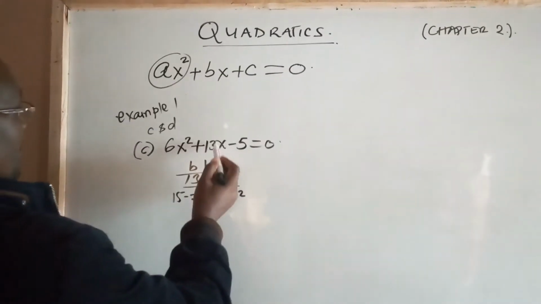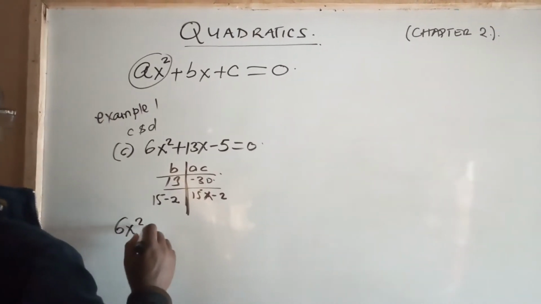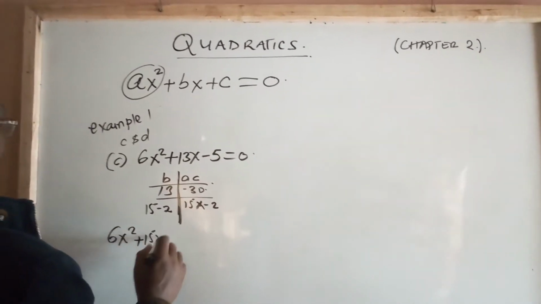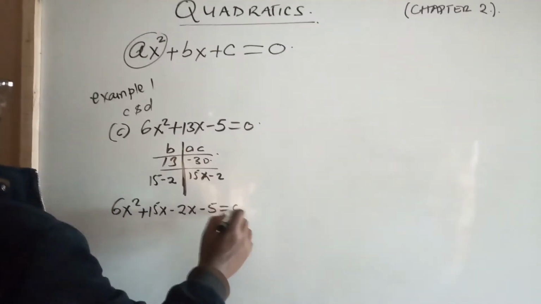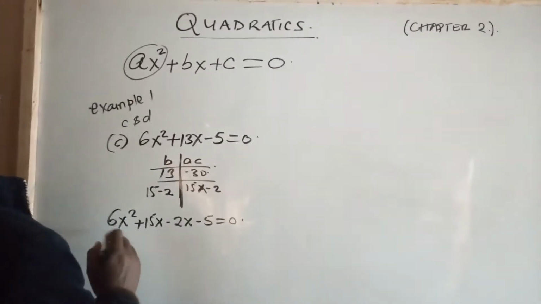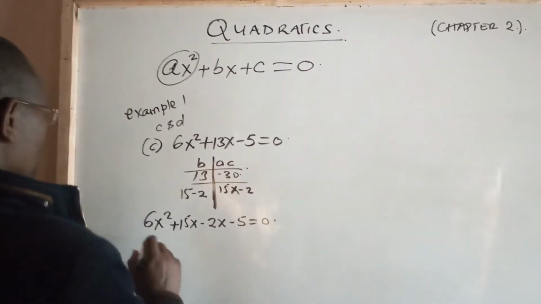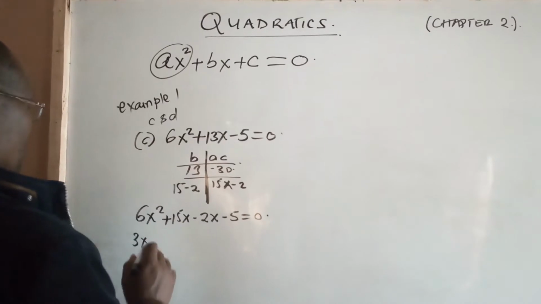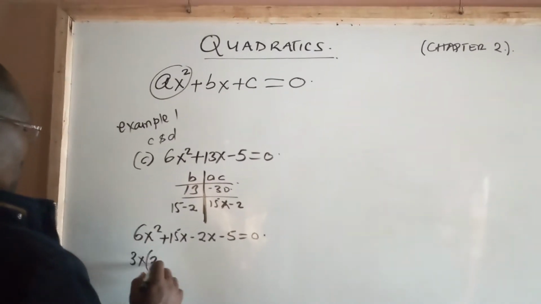So you substitute the middle term. We have 6x squared plus 15x minus 2x minus 5 is 0. So between 6x squared and 15x, 3x is common. So 3x is common there. And you divide this by this, you have 2x plus 5.